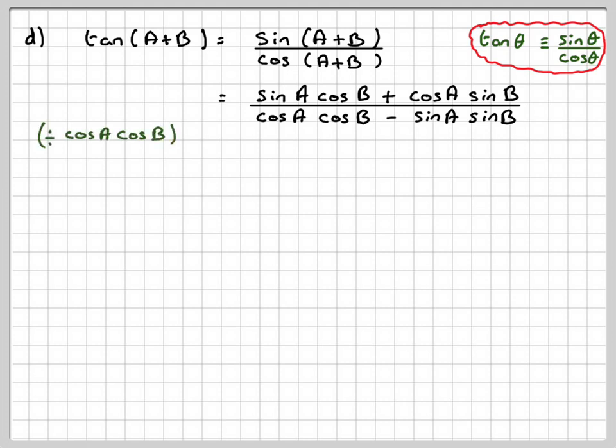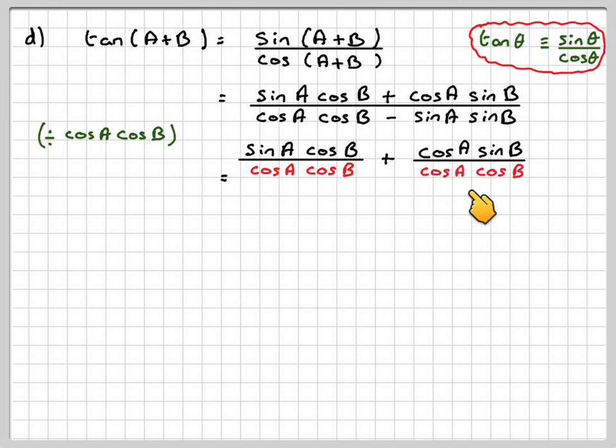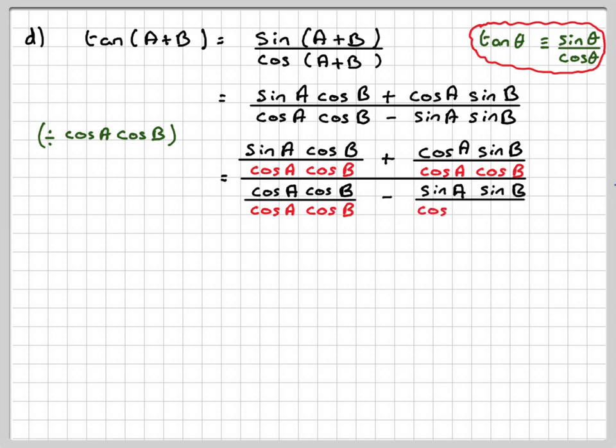If we divide by cos A cos B, we have sine A cos B over cos A cos B plus cos A sine B over cos A cos B, over cos A cos B over cos A cos B minus sine A sine B over cos A cos B. We could do it, provided we do it to everything. Now the reason for doing that is quite a lot of things now cancel out. Okay, so all of this will just become 1.